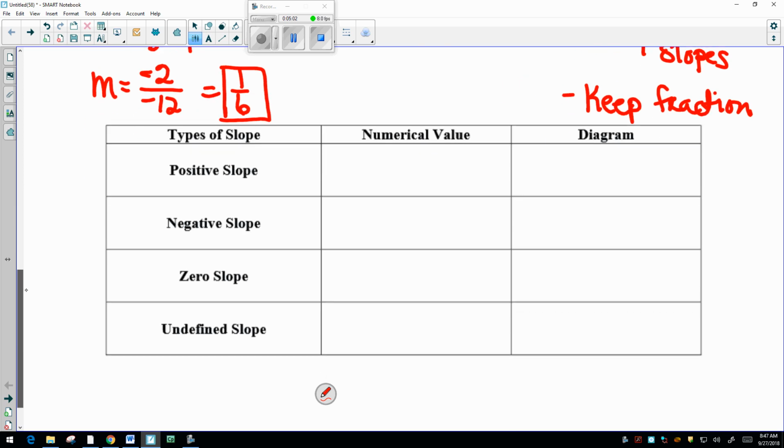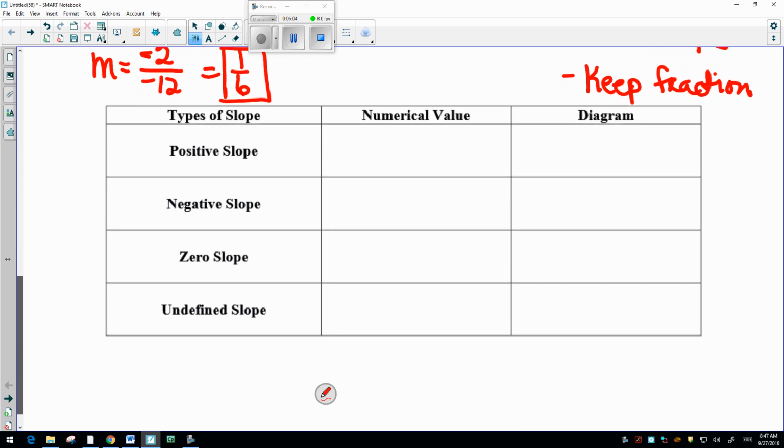So now, different types of slopes that we get. We get a positive slope. The way you get a positive slope, again, if we're thinking fraction, two different ways. I could have a positive number divided by a positive, or a negative divided by a negative. Both of those result in a positive slope. And positive slopes, when you read your graph, should always point up to the right.